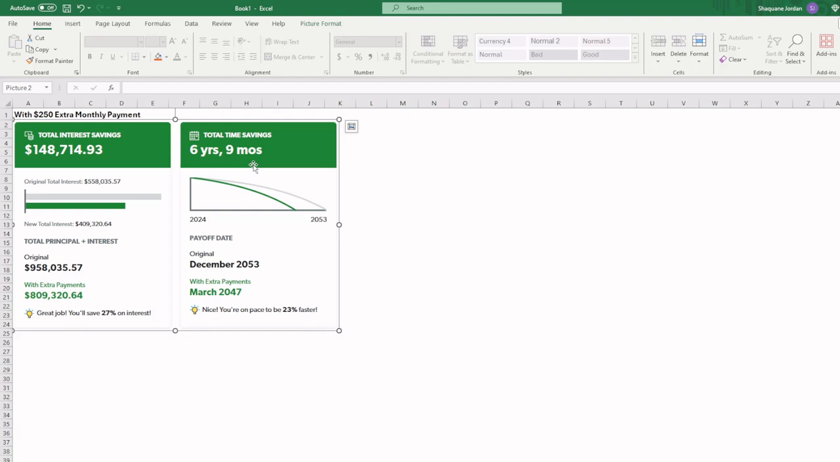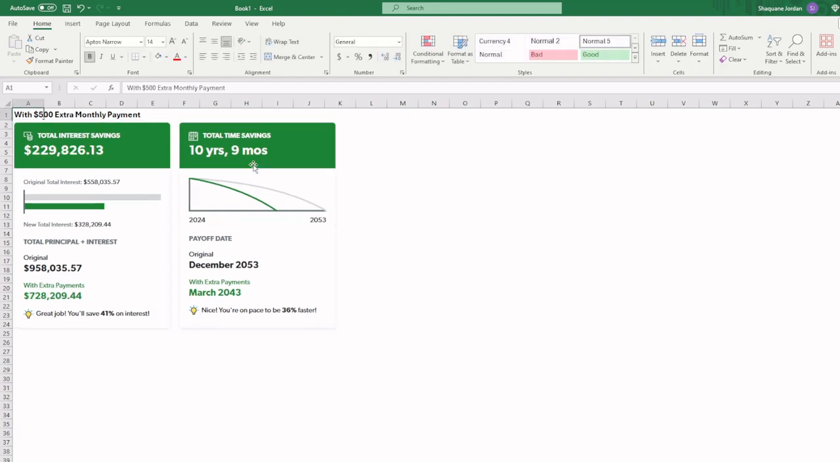This one's a little bit more extreme, but what if you could pay an additional $500 per month? Well, that means you'll be saving almost $230,000 off your total interest expense, which means you'll be saving almost 41% on interest, and you'll be paying off your mortgage almost 11 years ahead of schedule. So that means you're 36% faster to paying off your mortgage.